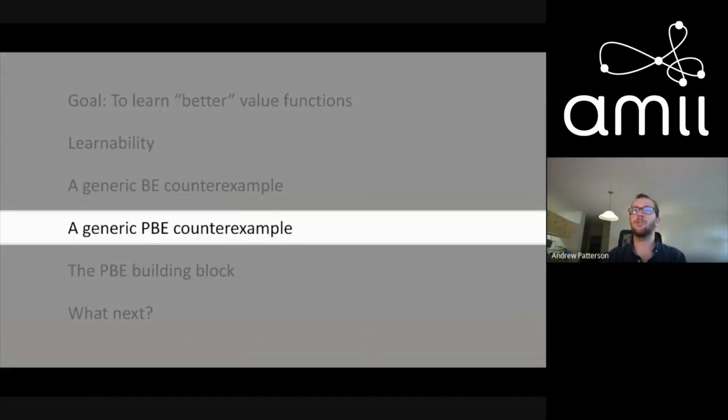But in general, the mean squared projected Bellman error, I guess the claim that I'm trying to make here is it actually has the same problem as the Bellman error. A different problem, but the same conclusion, and that is it's actually not identifiable. We're not going to come to the same set of weights for the same data distribution.